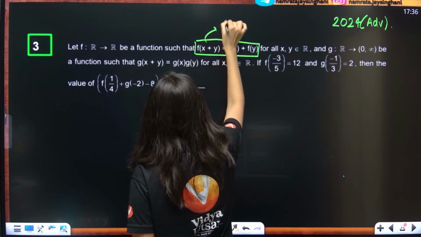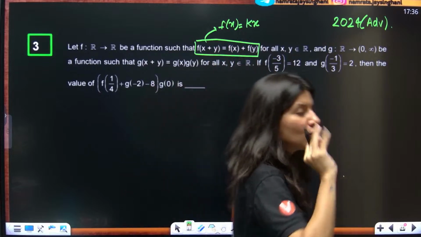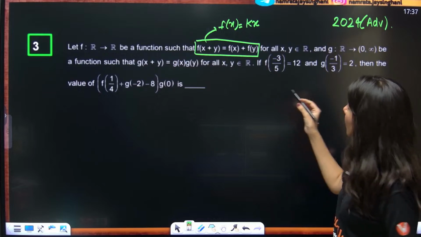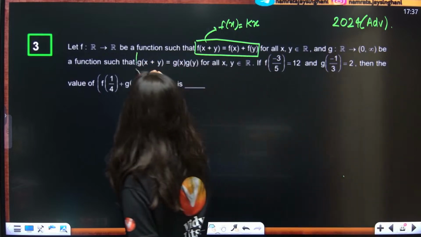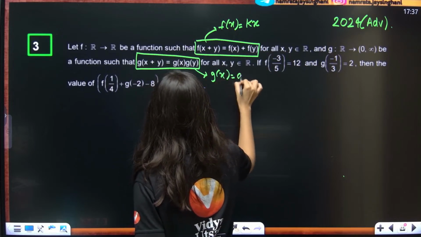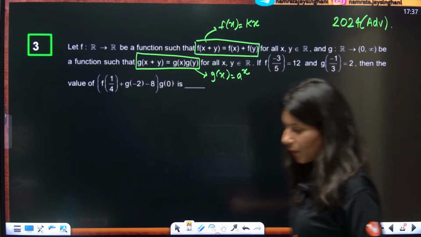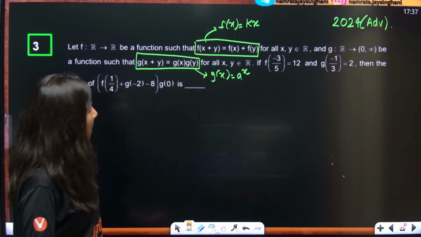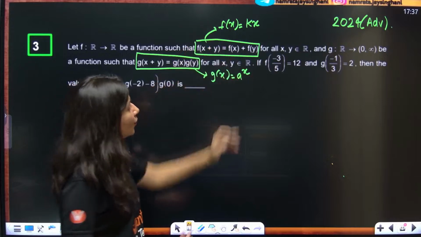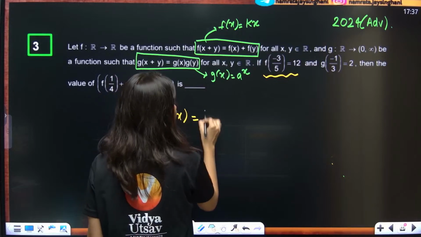refers to a function which is f of x is equal to kx. Only the functional equation knowledge should be there for you. And if I talk about this functional equation, this refers to gx is equal to a power x. Okay. Gx being equal to a power x. Are you getting my point? Yes. Okay. So now you have f of x is equal to kx. K also you can get just by using this.